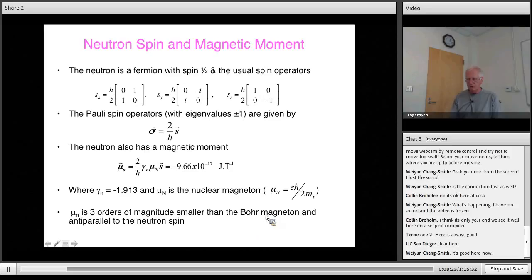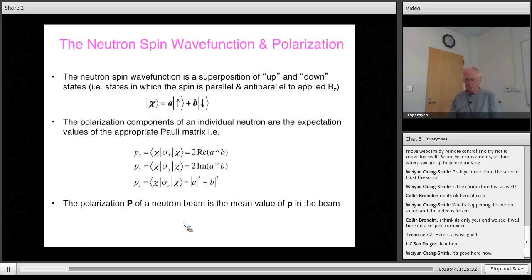You'll notice, however, this minus sign in here, and that means that the magnetic moment is antiparallel to the spin of the neutron, which is the same as for an electron, but for different reasons, as I pointed out earlier. So those are the fundamental quantum mechanics of a neutron and its spin and its magnetic moment.